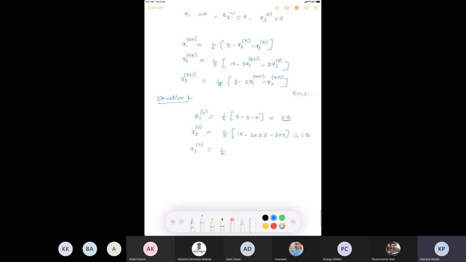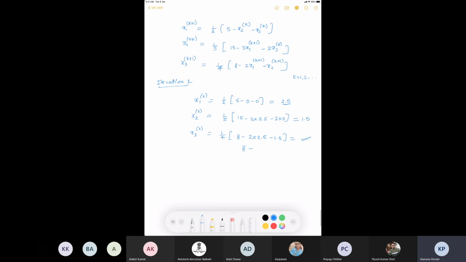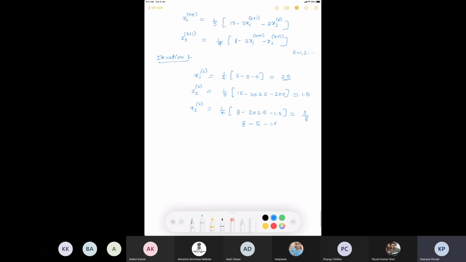And then x3, we can find it. This is 1 by 4 into 8 minus 2 into x1, k plus 1. So this is 2.5 minus 1.5. So you can simplify what you get here. We have 8 minus 5 minus 1.5. So this is going to be 3 by 8.